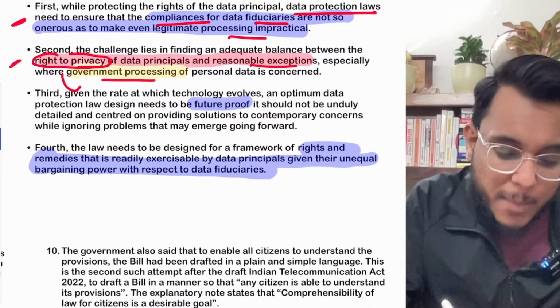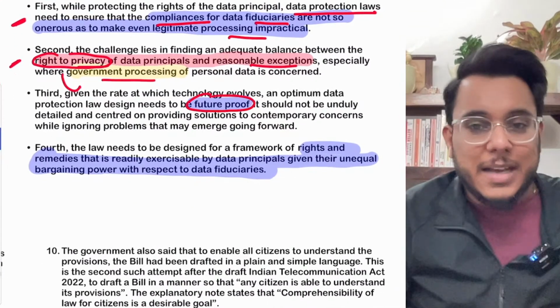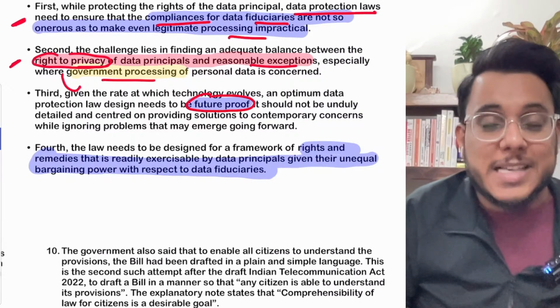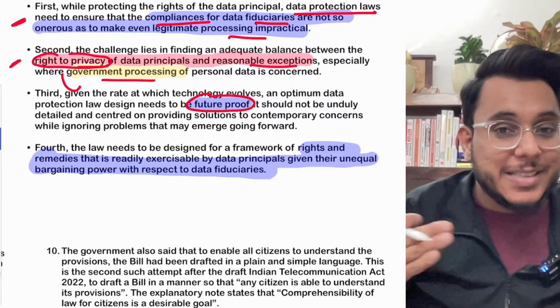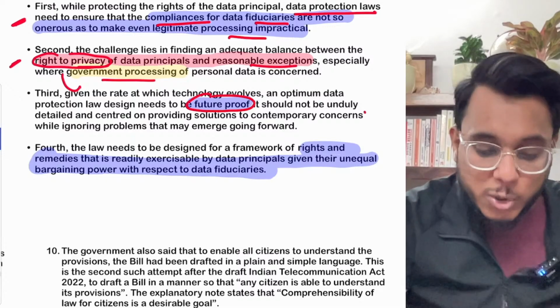Then this particular bill needs to be future proof. See, the technologies and the ways in which data is being harvested are changing every day. So this bill needs to be future proof.